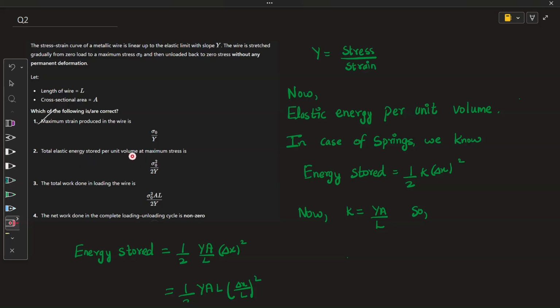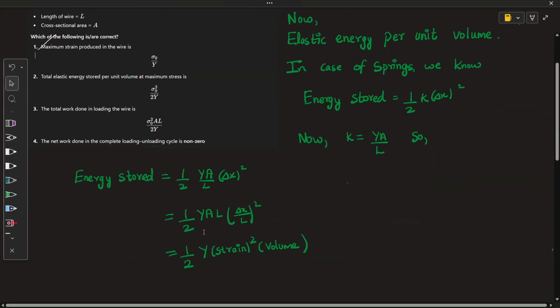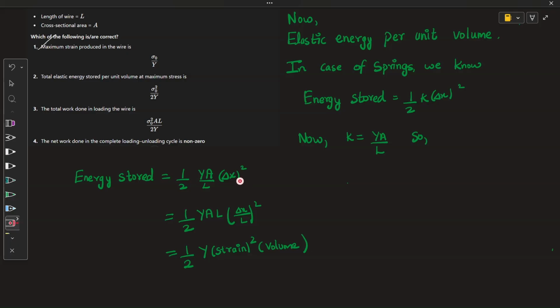So what next? Total elastic energy stored per unit volume at maximum stress. So let's first derive this formula for total elastic energy. Simple. Same spring concept. In case of springs, we know that energy stored is half k into delta x whole square. So what about here? We know that k is YA by L, right? We saw it in the previous question. So just substitute it. Energy stored is nothing but half YA by L into delta x the whole square.